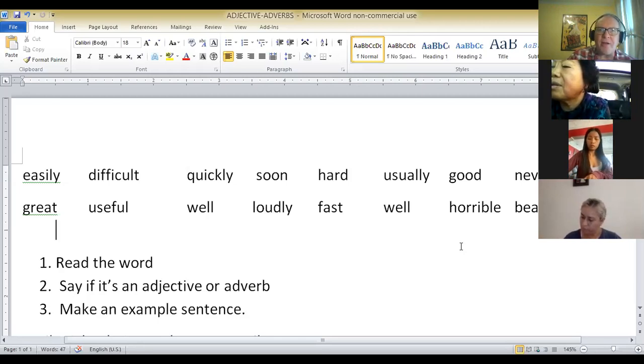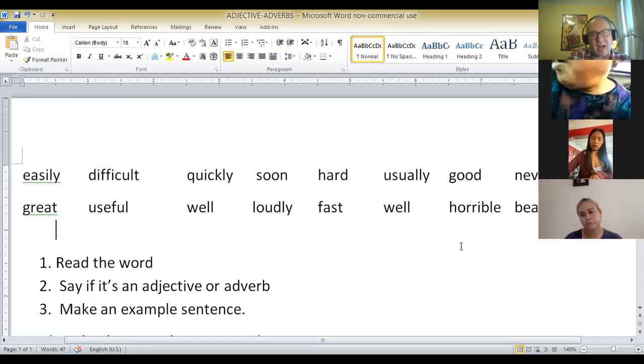Okay, what about using hard as an adverb? The man works hard yesterday. Yeah, very good. The man worked hard yesterday, right? So if you say this is hard, that's an adjective. But if I say I work hard, that's an adverb.